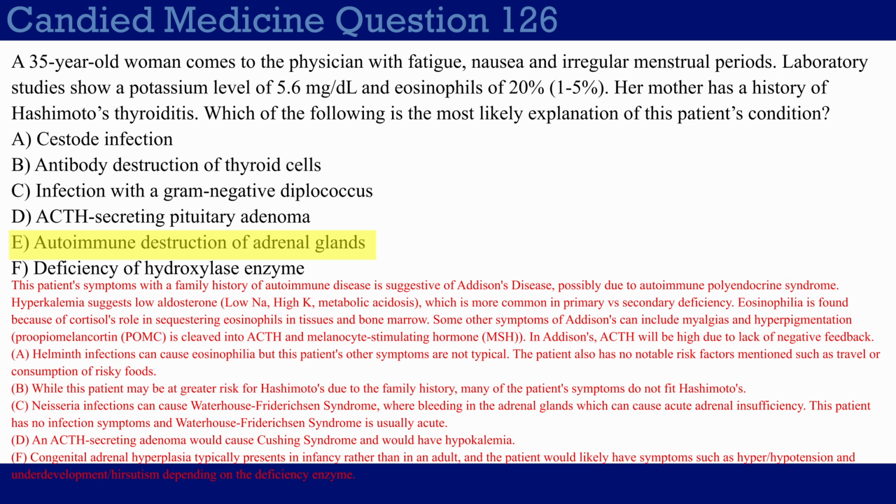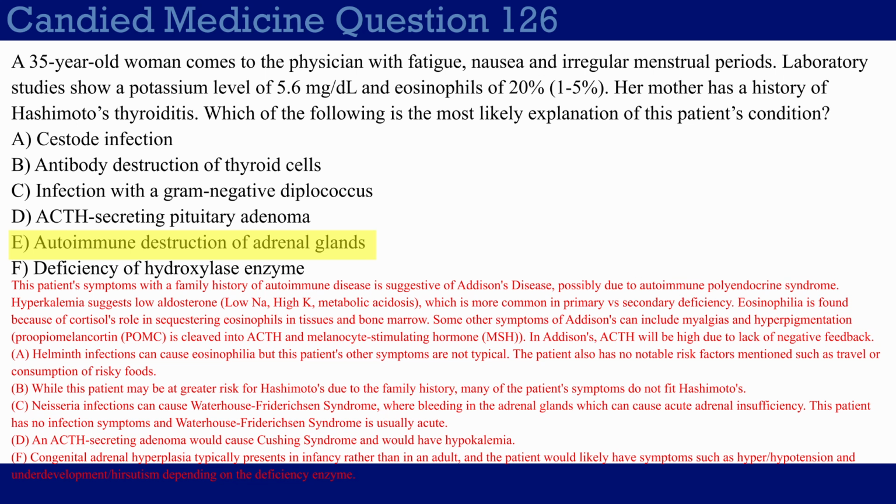So, of course, some of the other things you want to know about Addison's is that you could have myalgias, muscle pain, muscle aches, and you can also have hyperpigmentation, right? That's one of those buzzy findings you find sometimes. I didn't give it to you here because I felt like it would have been too easy. And there's plenty of NBME questions where they're asking about Addison's and they don't give you hyperpigmentation.